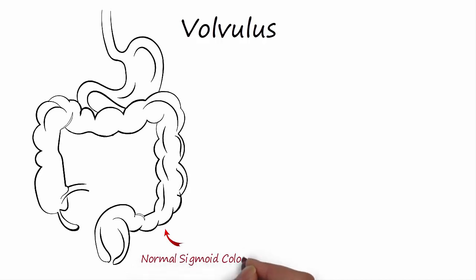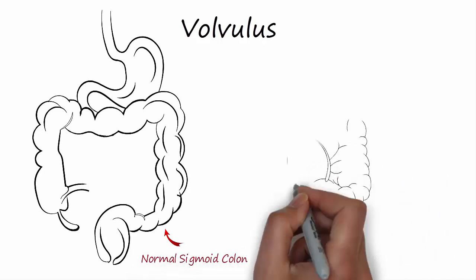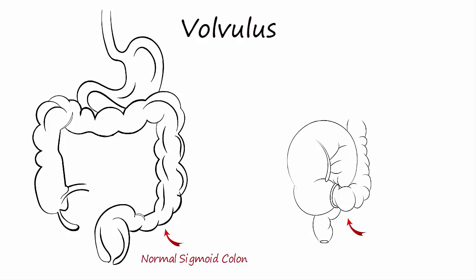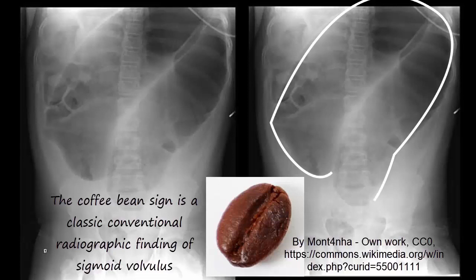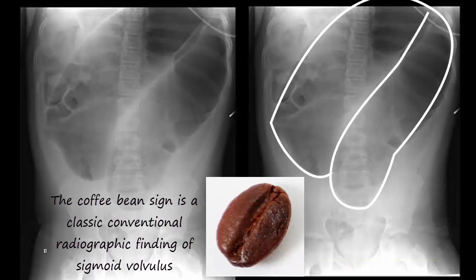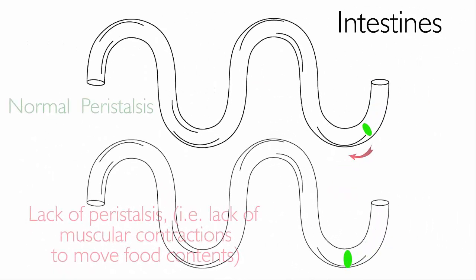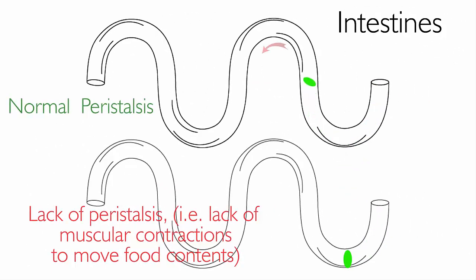Volvulus. A volvulus is defined as a loop of intestine which is twisted around itself, creating a knot, resulting in a bowel obstruction. In functional obstruction, there is no physical barrier, but there is lack or absence of peristalsis.